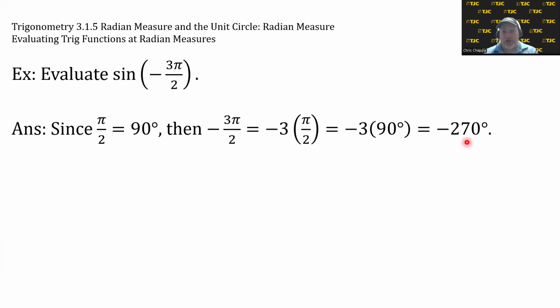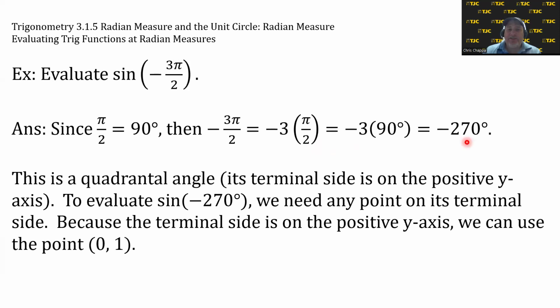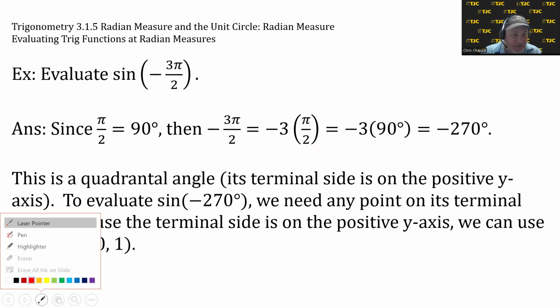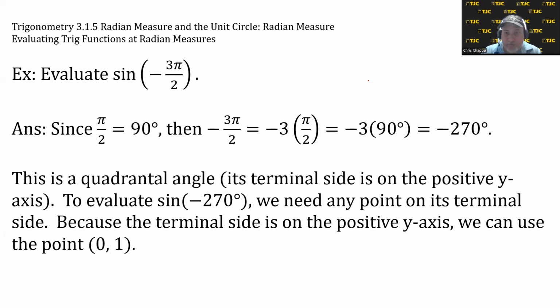So this is a quadrantal angle. It's a 3/4 revolution clockwise. And as a consequence, it puts us up on the positive y-axis. Having trouble seeing that, then quickly draw something like this. Y-axis, x-axis, negative 90, negative 180, negative 270. So we are on the positive y-axis. So to evaluate it, we only need any point on the terminal side. Since we're up here, let's pick the point 0, 1, and let's run with it.